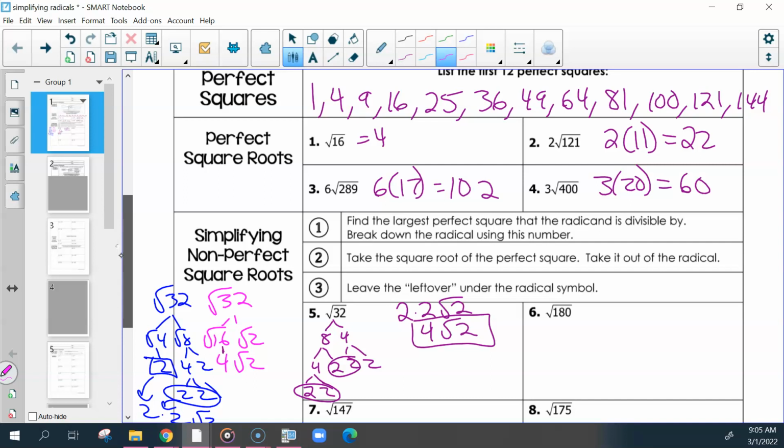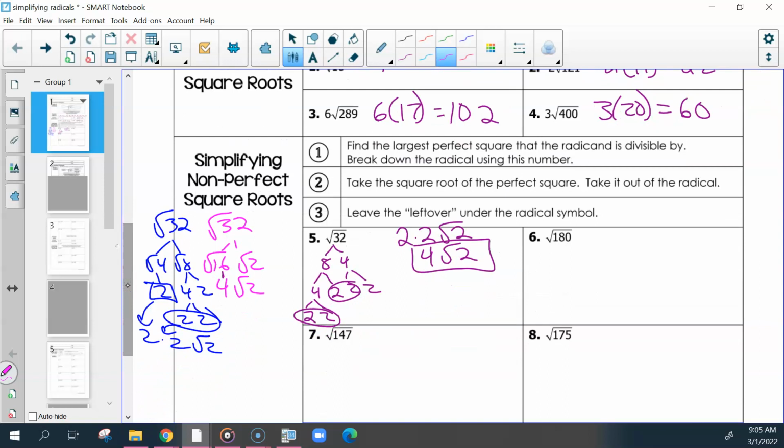Okay. 36. 36 and what? When you divide 180 by 36, what do you get? 5. So if we were doing this the shortest way, this is the square root of 36 times the square root of 5. The square root of 36 is what? 6. The square root of 5 cannot be simplified anymore, and that would be our final answer.